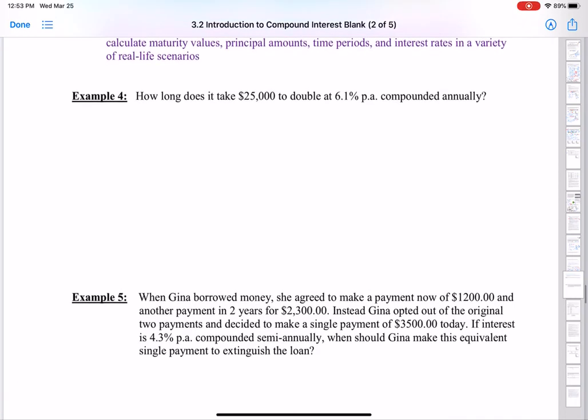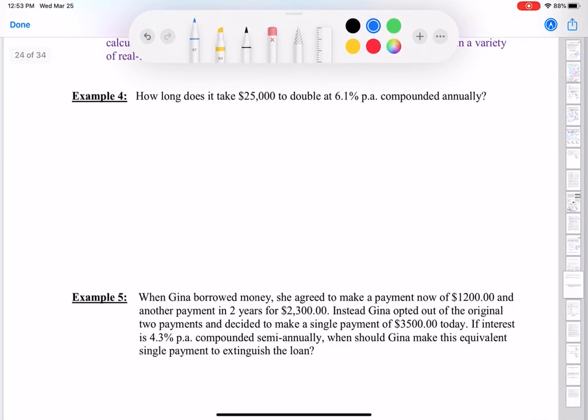Now I'm going to do one more example with you, and then I'm going to set up your project that is posted online, because after this lesson, you are able to do the project that is online. All right, so example 4 is what the project is about. It says, how long does it take $25,000 to double at 6.1% compounded annually?